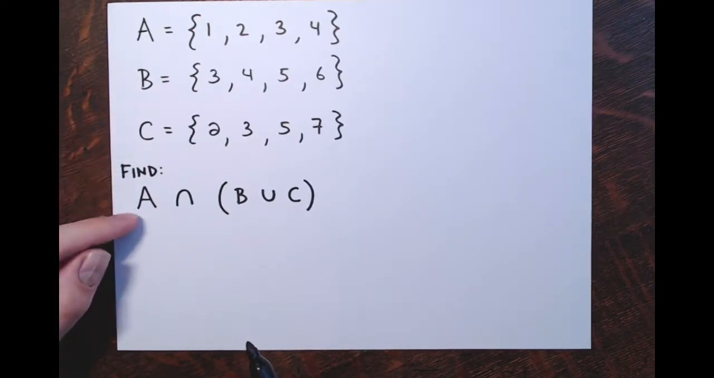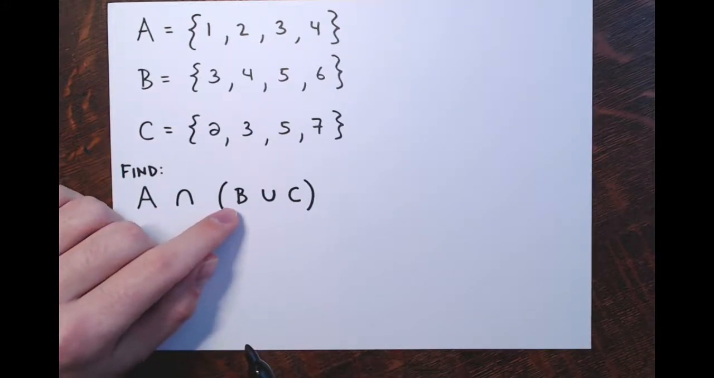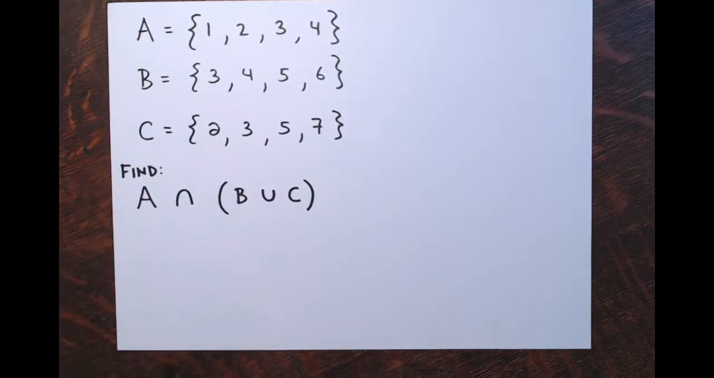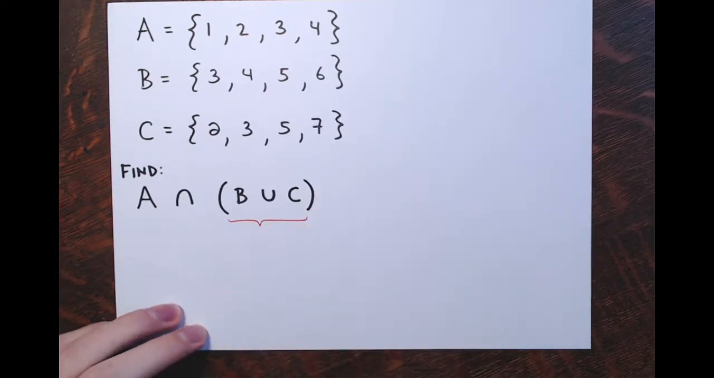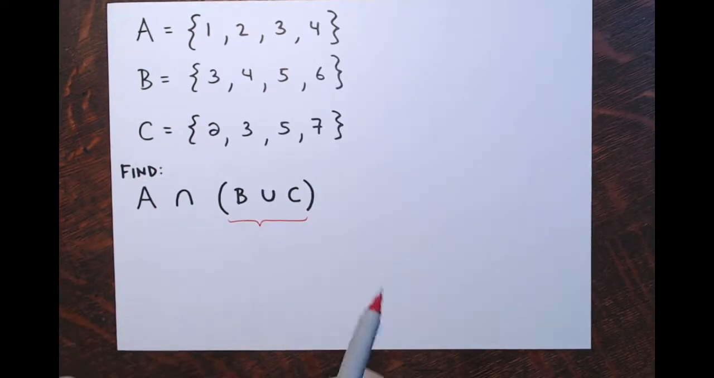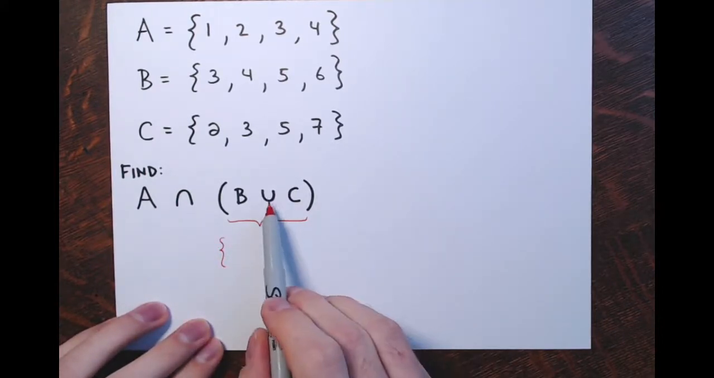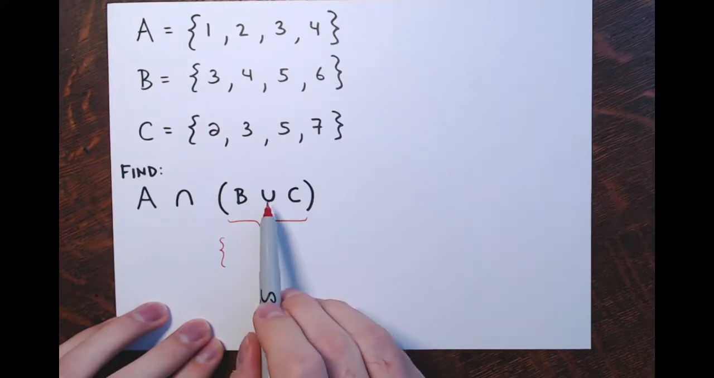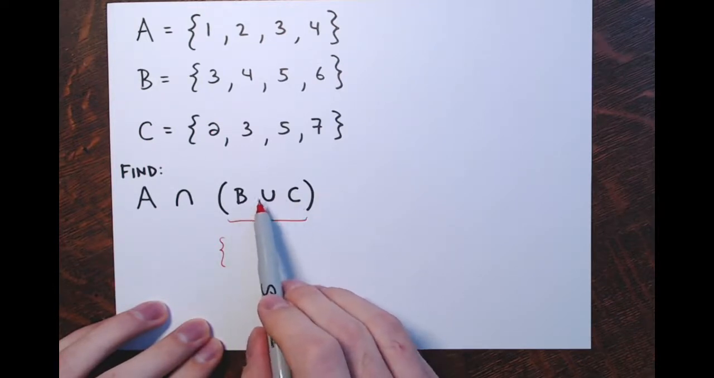And we're asked to find the new set A intersect with the set B union C. So like I was saying, you're going to do stuff in parentheses first, right? So first, I'm going to figure out what is the set B union C. I'll write this down. So B union C. Now remember, this is the union. This is like that inclusive OR from logic. So the elements in B union C are the elements in B or C or both.